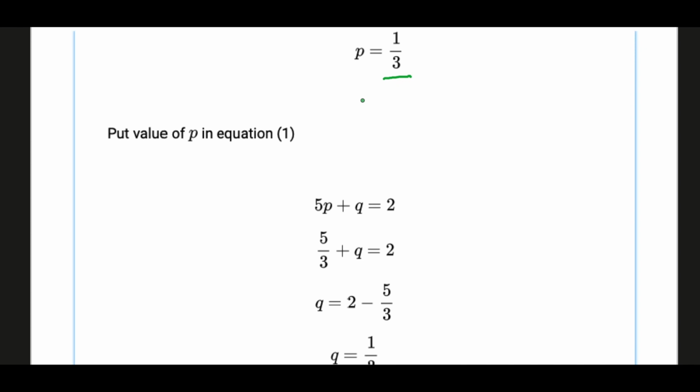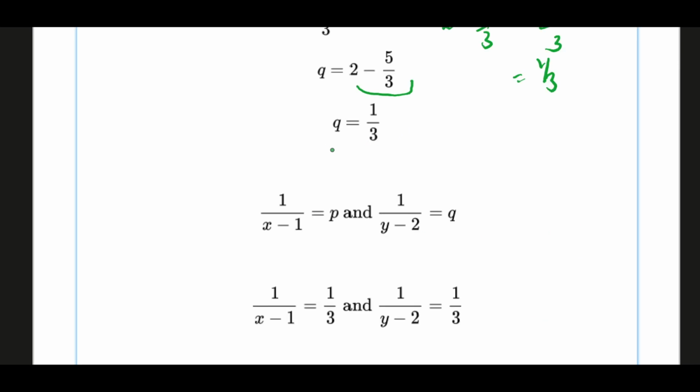Now what we can do is we can put the value of p in equation 1. Now we know that the equation 1 is 5p plus q equals to 2. So instead of p you write 1 by 3. So it is 5 by 3 plus q equals to 2. So q becomes 2 minus 5 by 3 and 2 minus 5 by 3 gives us 6 minus 5 by 3, that is 1 by 3. So now we have the values of p and q.